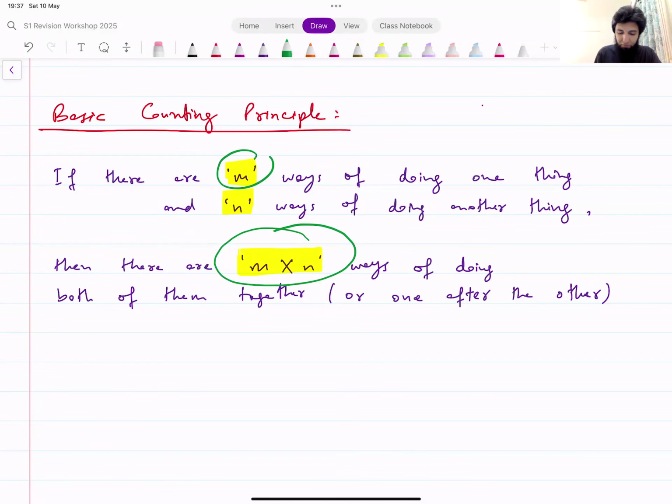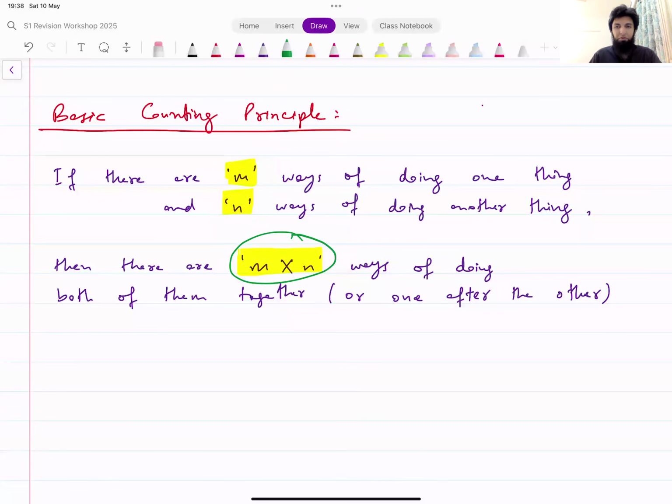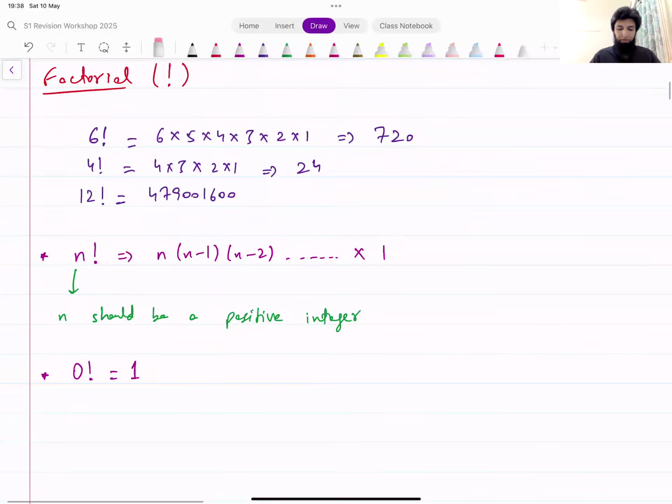So if you have m ways of doing one thing, n ways of doing another thing, the total number of ways, when you were to combine those 2 things, that would be m multiplied by n. We would be multiplying those numbers. Now, keep that in mind.